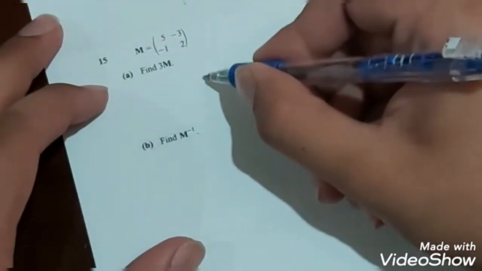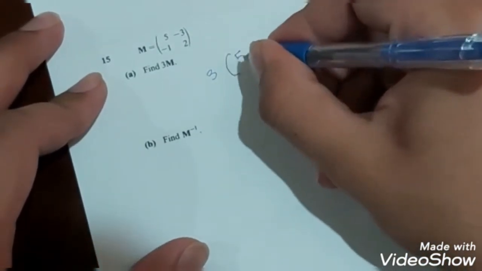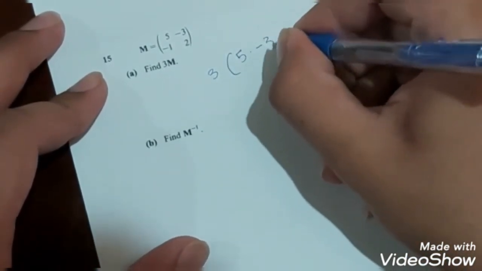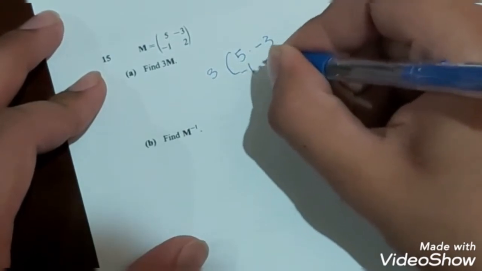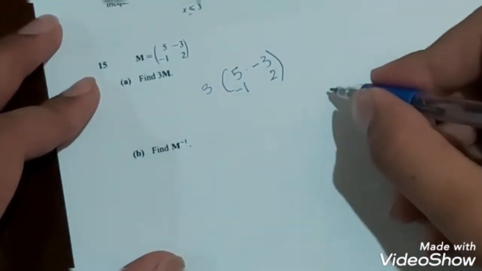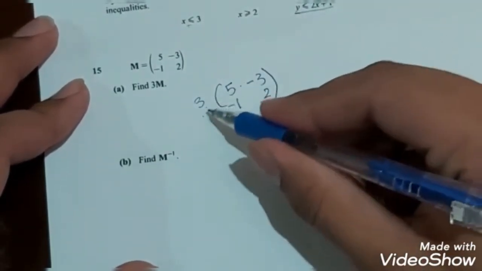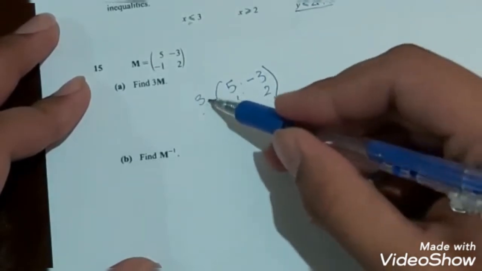Okay, so now we are at question 15. It is a matrix question. Find 3M. So we need to multiply the matrix by 3. So first we multiply 3 by 5, then we basically just multiply all the numbers by 3.